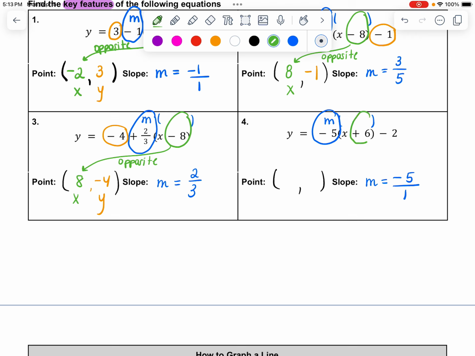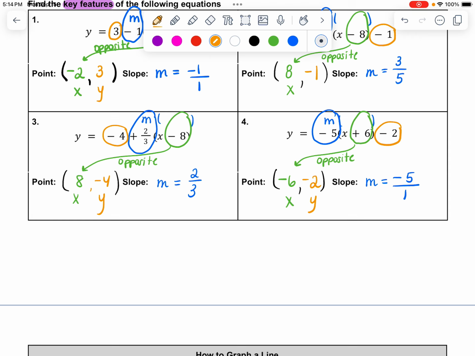Now my x number is going to be inside of the parentheses, but it's also going to be the opposite of the number that I see. So if I see a +6, I'm going to write down a -6. My y number is going to be the only number I haven't used already, which is a -2.